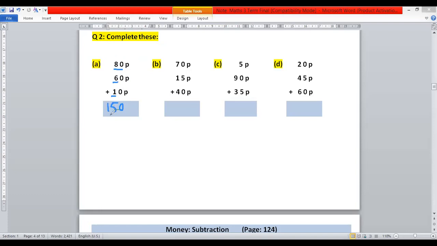Dear students, here I am going to tell you a very important point. Whenever you get an answer more than 100, like this 150, it means there are some rupees. So we put the point after two digits. In this way, we get the answer in rupees and paise. So 150 paise means one rupee and 50 paise, because we know that 100 paise is equal to 1 rupee.